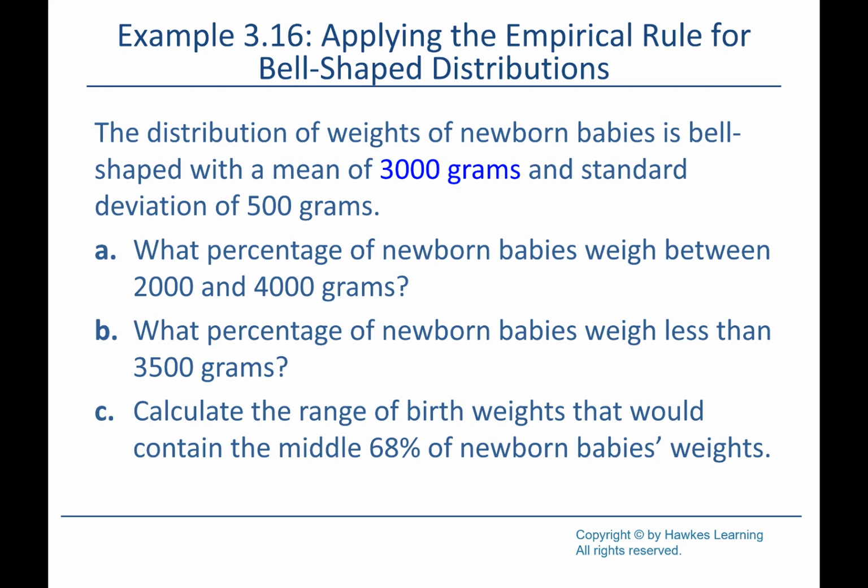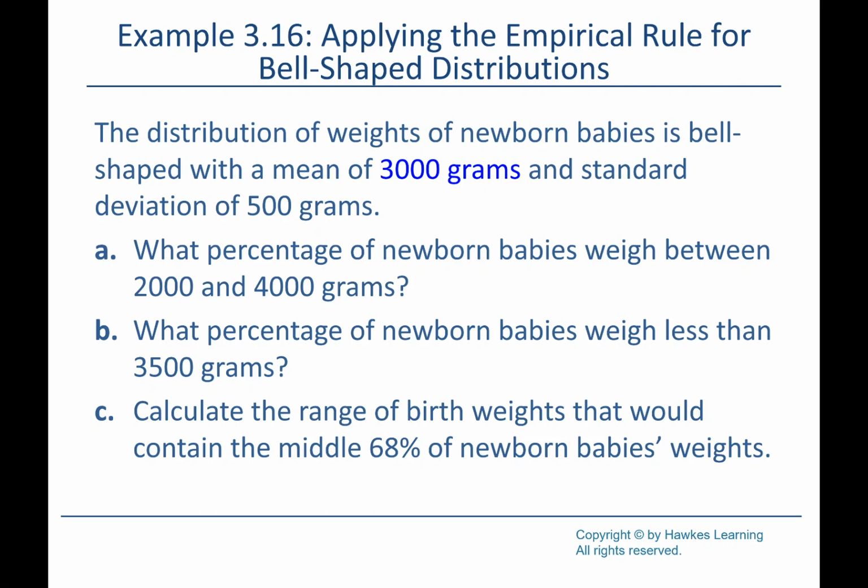All right, let's look at this one. This one says the distribution of weights of newborn babies is bell-shaped with a mean of 3,000 grams and a standard deviation of 500 grams. We need that information to set up our distribution and know where the numbers on the curve are. A says, what percentage of newborn babies weigh between 2,000 and 4,000 grams? We can use the empirical rule to answer this question.